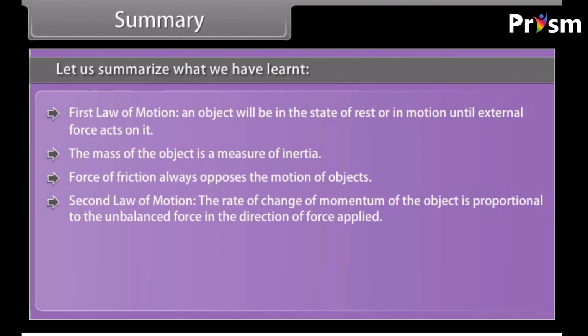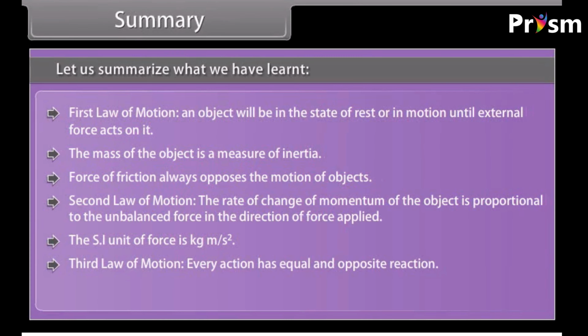Second law of motion. The rate of change of momentum of the object is proportional to the unbalanced force in the direction of the force applied. The SI unit of force is kilogram meter per second squared. Third law of motion: every action has an equal and opposite reaction. The total momentum is always conserved.